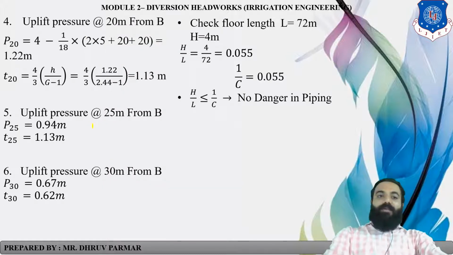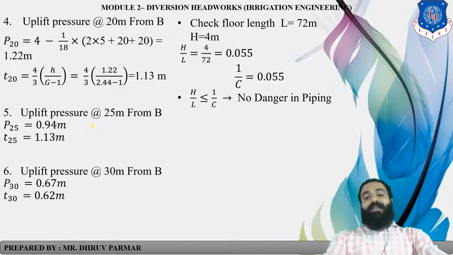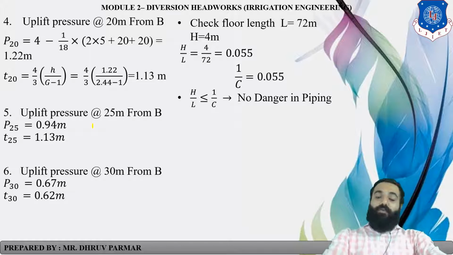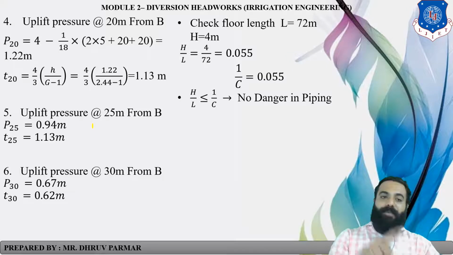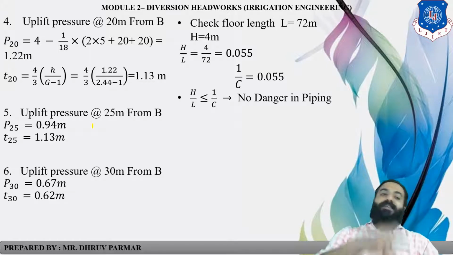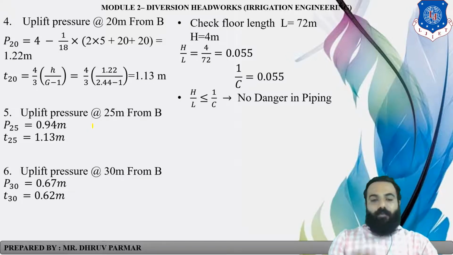Fourth one the same, fifth one at 25, sixth one at 30. Till that 30 meters you should calculate. And if a 40 meter length is given for the downstream side, then again two steps come: uplift pressure at 35 meters from B, and uplift pressure at 40 meters from B. Clear? You can easily calculate with these two formulas: P equals H minus I into L, and T equals 4 by 3, H upon G minus 1.